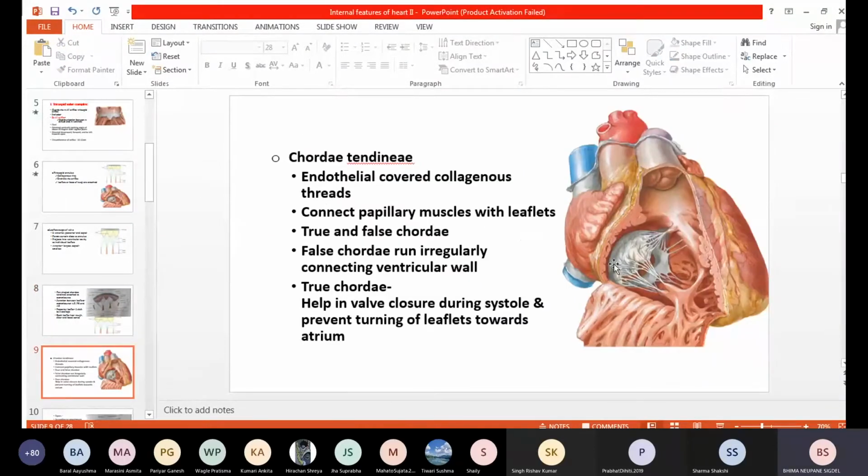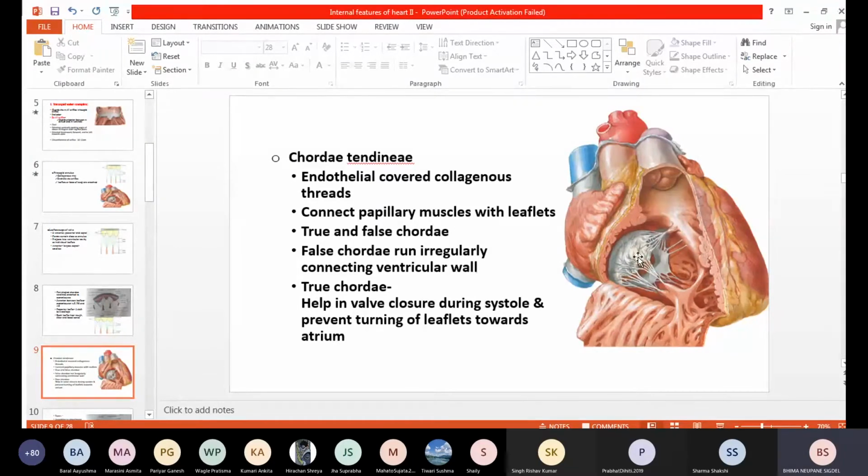So now, chordae tendineae. Here you can see a thin sheet-like structure formed by the collagenous fibers only. These are endothelial-covered collagenous, thread-like structures. They are known as the chordae tendineae. These are the endothelial-covered collagenous threads.